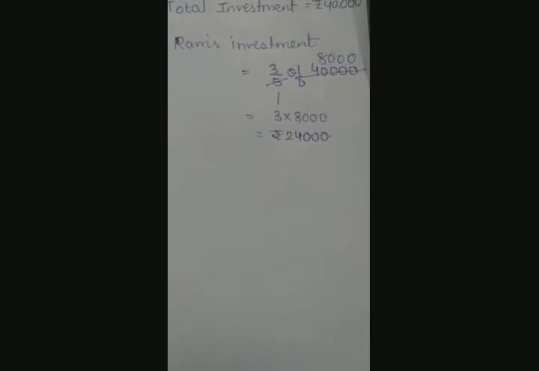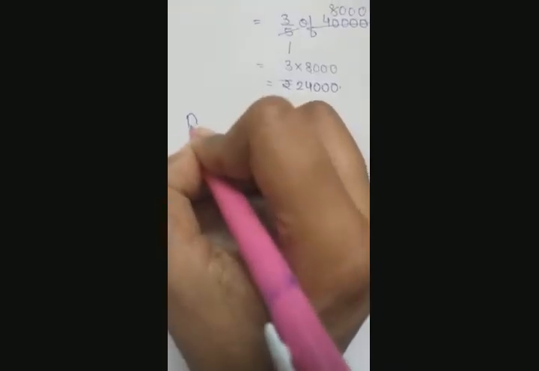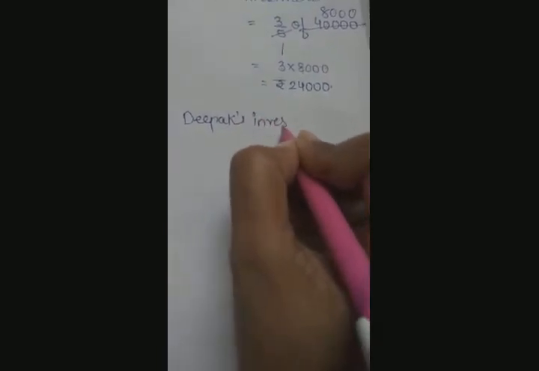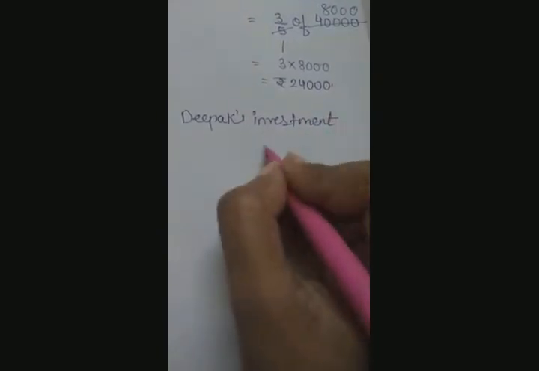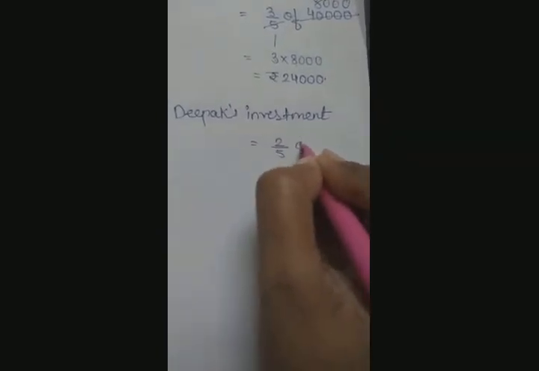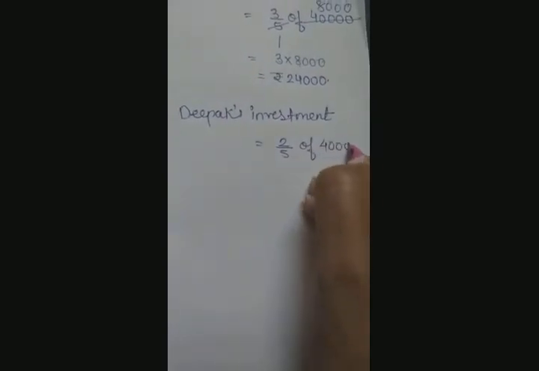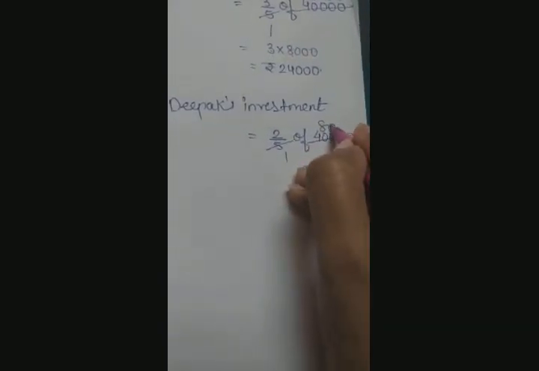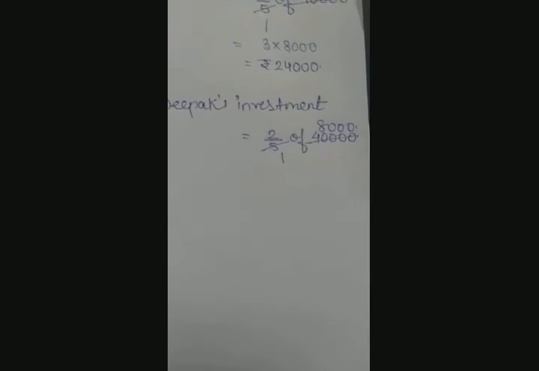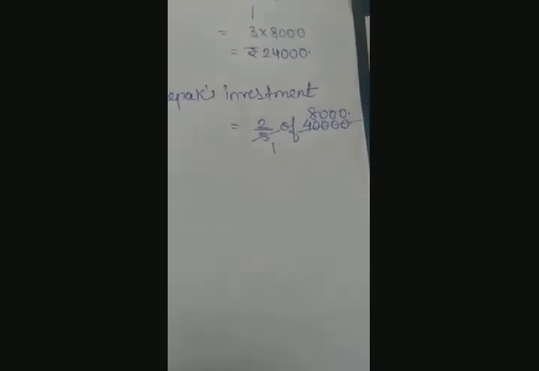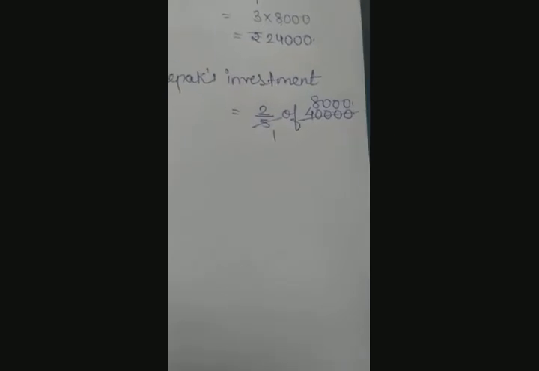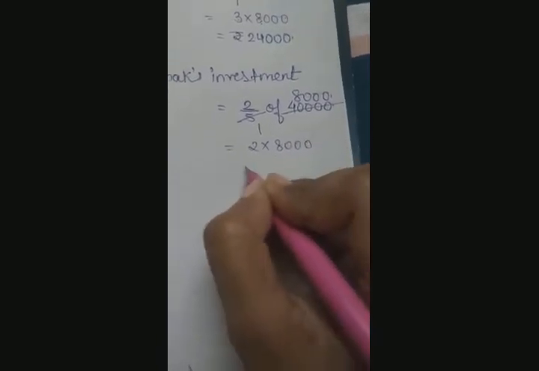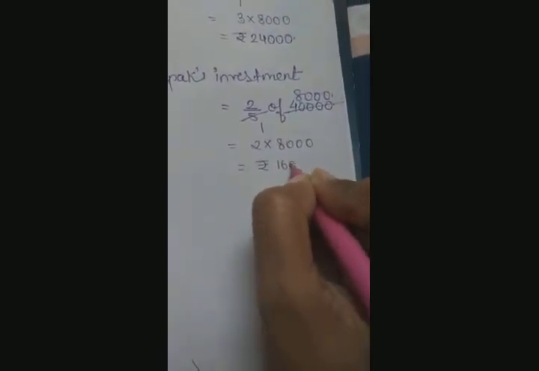Now we'll find Deepak's investment. So Deepak invested 2/5 of 40,000. Now same again, 5 ones are 5, 5 8s are 40, 0, 0, 0. 8,000. So 5 ones are 5, 8,000s are 40,000. Now multiply the numerator. 2 into 8,000, that is rupees 16,000.